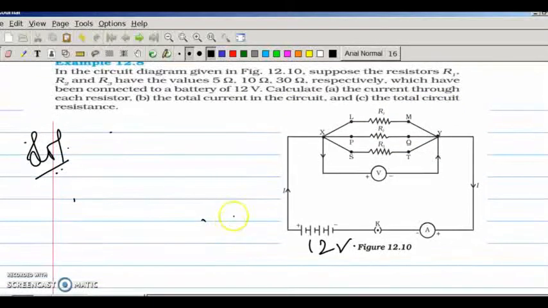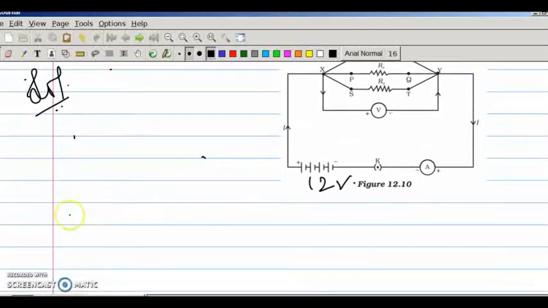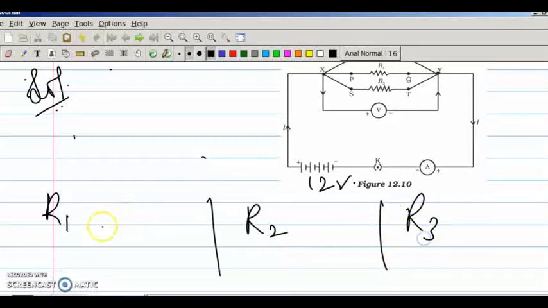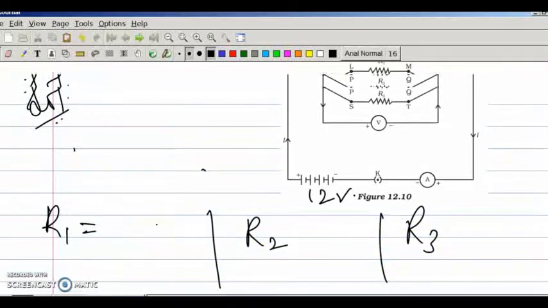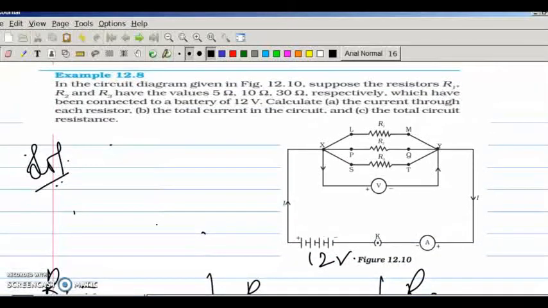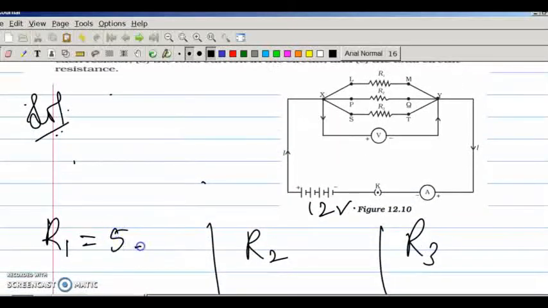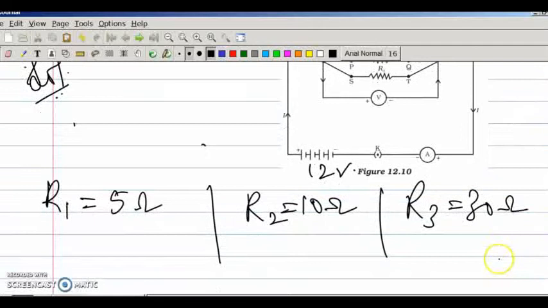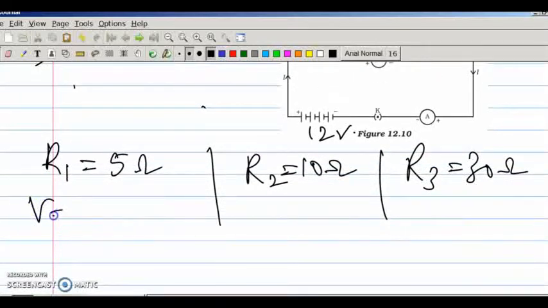Then how do we do it? The first one. Let's calculate the current in each of the resistors. So we have R1 and R2 and R3. What is R1, children? R1 is 5 ohm. The next is 10 ohm, and that is 30 ohm. But what is the potential difference across each?